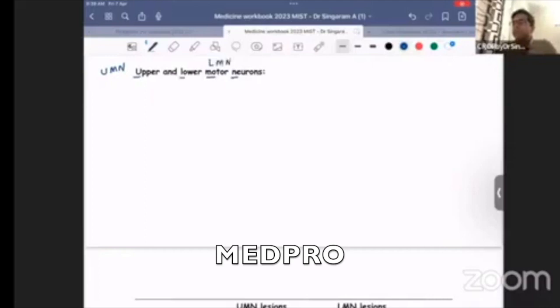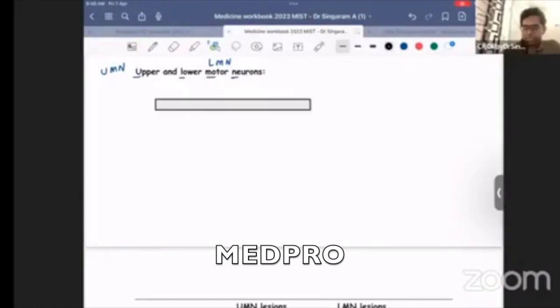UMN and LMN. Now we should know first what is UMN and LMN, and then we can discuss some disorders related to this. Any of you know what is this UMN and LMN? It's usually discussed in your physiology classes, but because physiology is not yet over, a little bit about UMN and LMN, I will discuss it here. Think like this, just a diagrammatic representation. It is not the exact representation, just for understanding purpose.